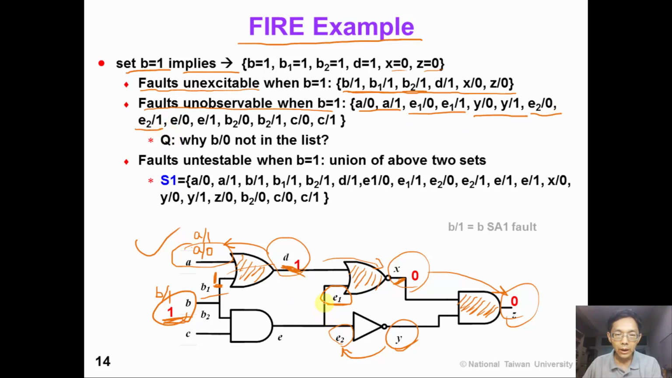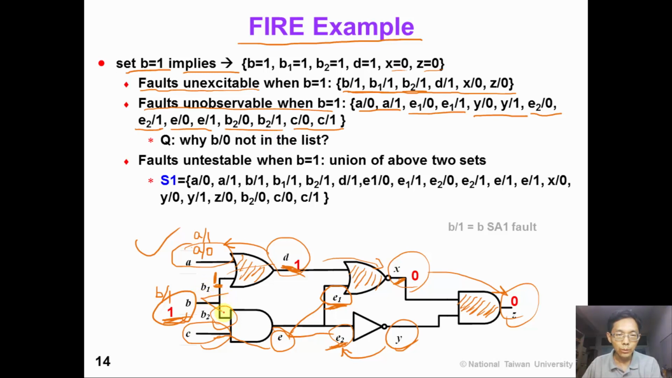Now we have a fan-out branch. Since the faults on E1 are unobservable and E2 are unobservable, the faults on E are also unobservable. Then we can backtrace to C. So the faults C stuck-at-0 and C stuck-at-1 are both unobservable. Also, the faults on B2 are unobservable.